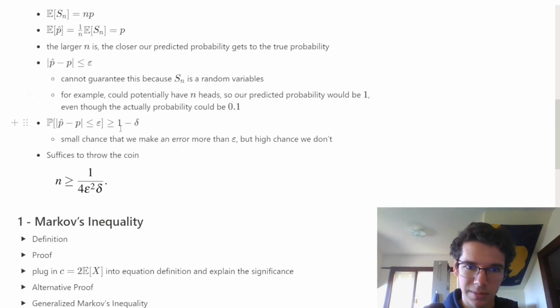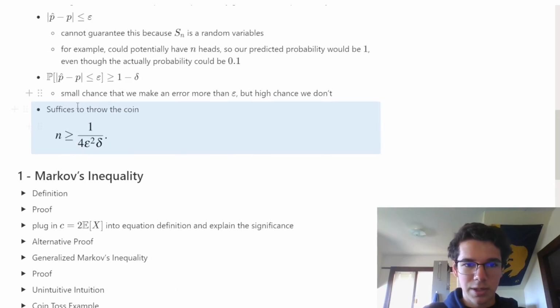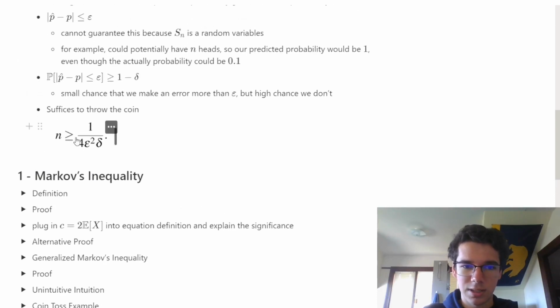Okay, so this is the relaxed version, and we're going to arrive at this inequality later on, but something called Chebyshev's inequality shows that in the coin toss example, flipping the coin this many times would be the optimal amount in order to ensure that this inequality is upheld.